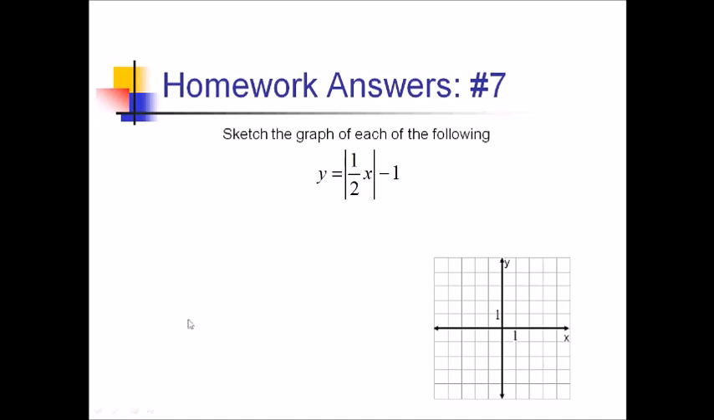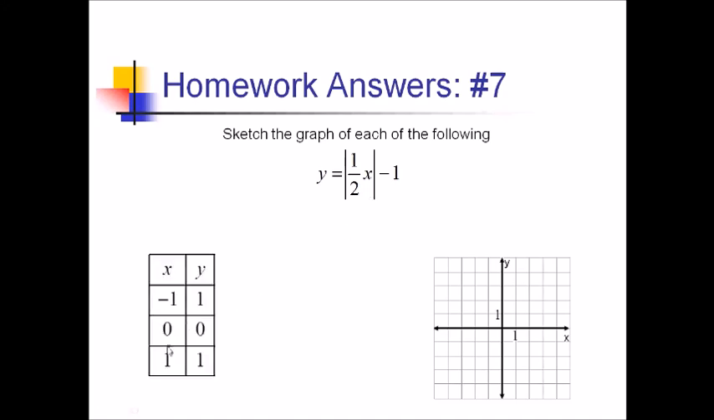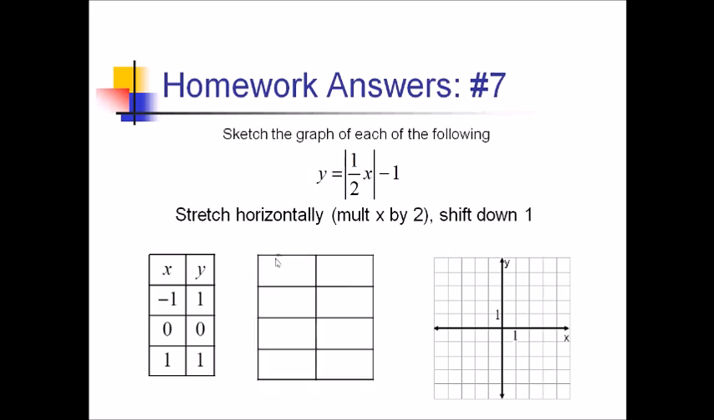Here is our parent table: (negative 1, 1), (0, 0), and (1, 1). And this 1/2 inside means we're going to be multiplying x by 2. We're actually stretching horizontally. The negative 1 outside means we're shifting down 1. So we've got positive 2x rather, and y minus 1.